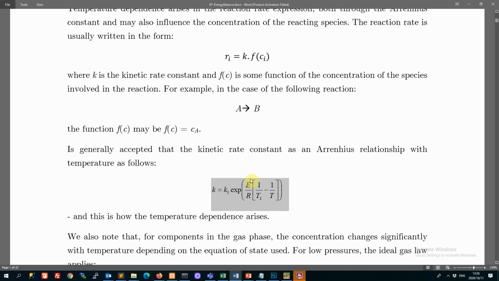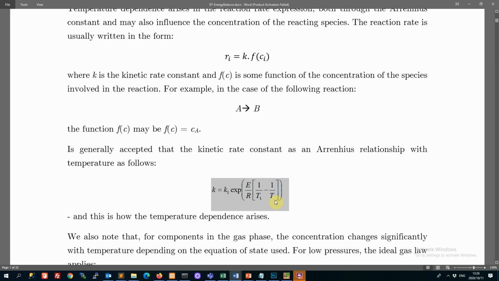So these values of E are typically on the order of maybe 50,000 joules per mole per Kelvin. It can be sometimes in the hundreds of thousands. And if you plug some typical numbers in, 400 or 500 Kelvin here for temperature, you'll find an extreme sensitivity of k with respect to T.